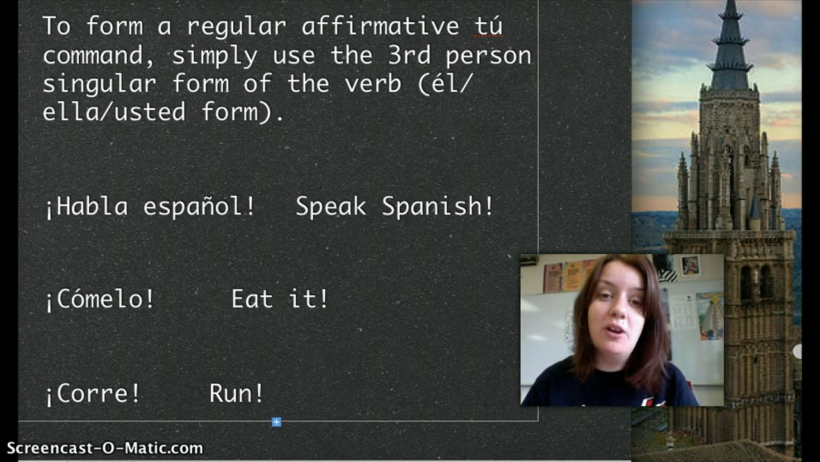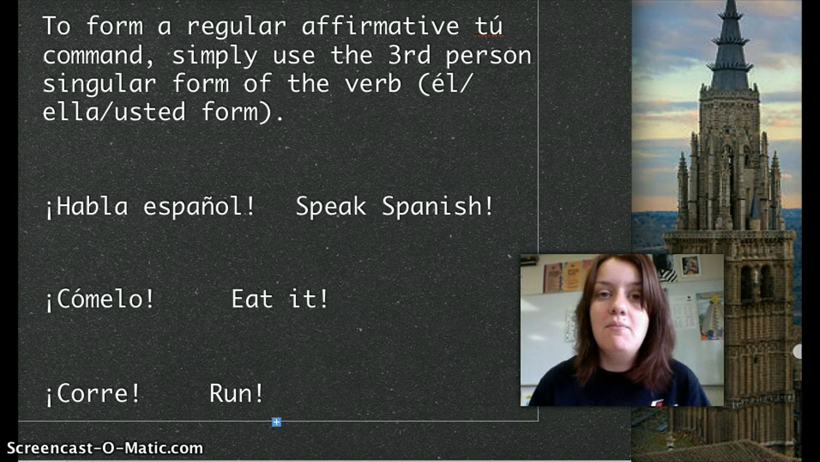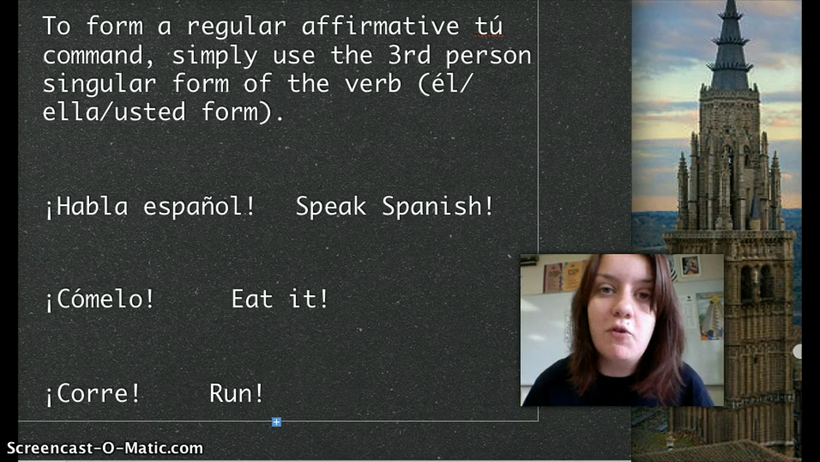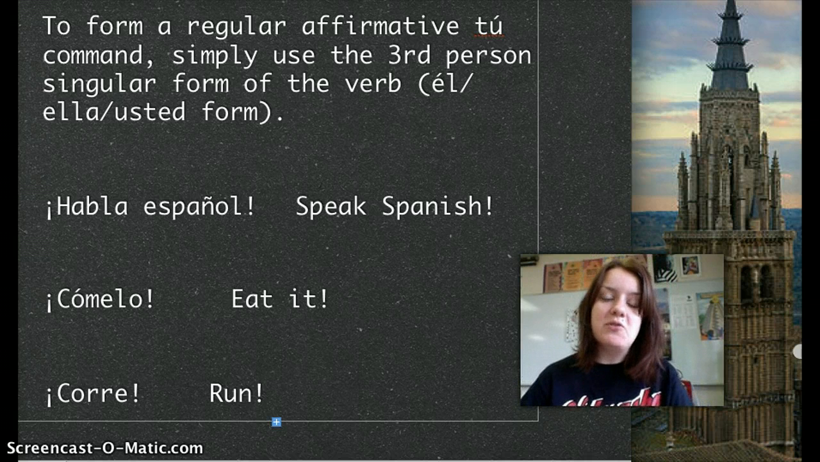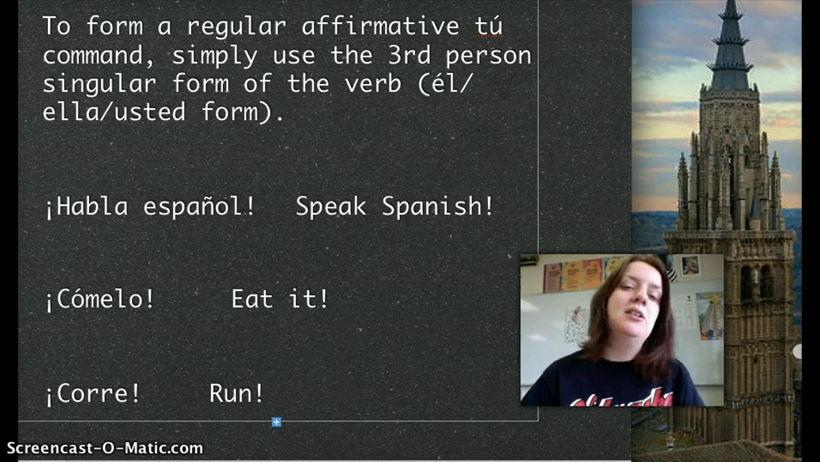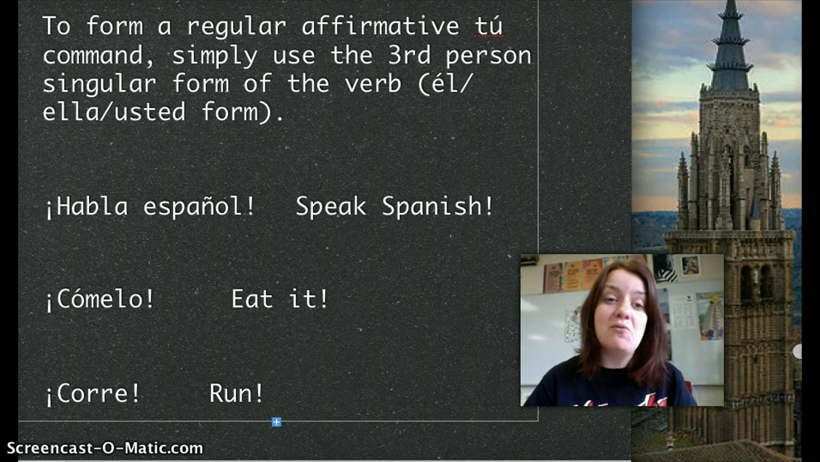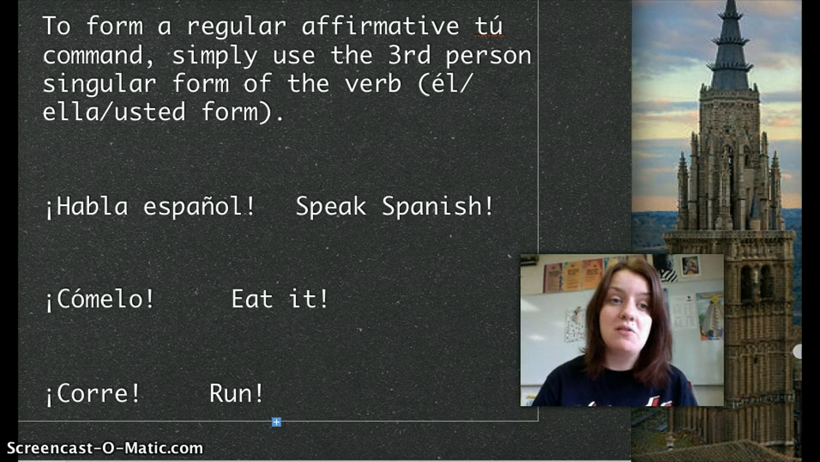So habla español, speak Spanish. Cómelo, eat it. You'll notice the lo on that. Don't get confused by that. Remember, lo just means it, from direct and indirect object pronouns. This is a direct object pronoun referring to whatever kind of food that you're trying to get the person to eat. Corre comes from correr, so run, etc. So these are all examples of regular verbs. They just follow that rule of going to the third person form.